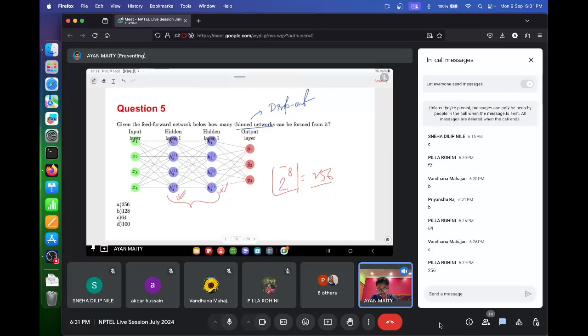So in any iteration we can choose any number of hidden units to be removed out of these 8 hidden units. It should be like this: 8C0 plus 8C1 up to 8C8. Any number of hidden units can be dropped. So in that case that summation becomes 2 to the power 8, and that is 256.